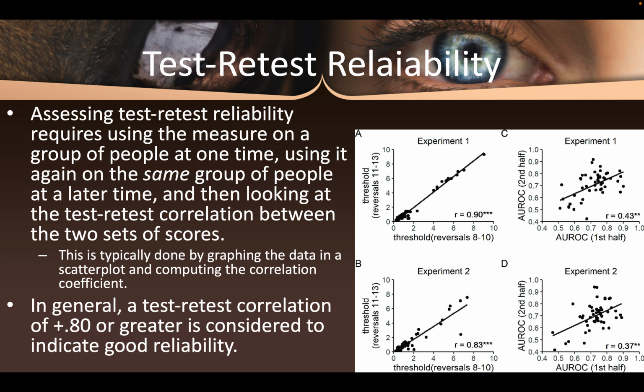Remember correlation coefficient? Correlation coefficient compares things from +1 to -1. So it would put it on that kind of a scale, and then you throw it onto a scatter plot. In general, a test-retest correlation of plus 0.80 or greater is considered to indicate good reliability. And you can see these are different scatter plots. This is a really good rate of reliability. This is pretty good, and these two are really bad. Okay.